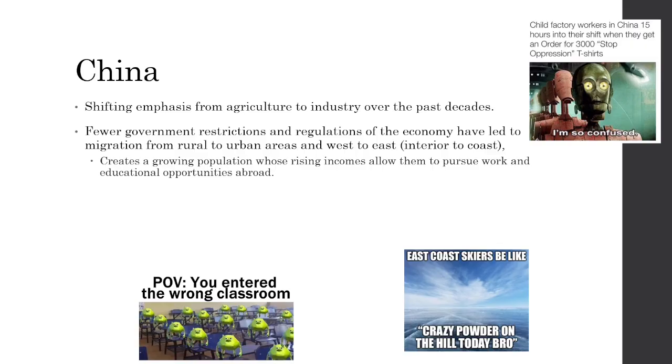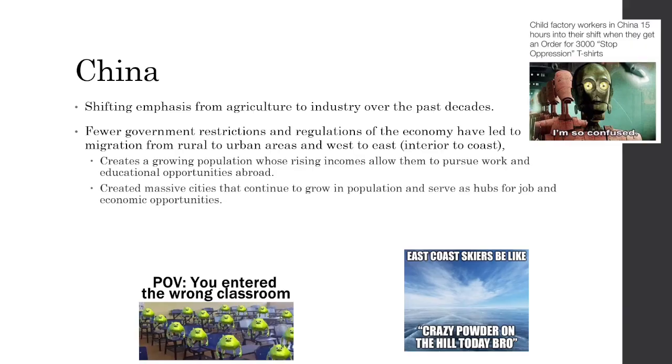So this increased employment, and steady employment too, because in industry you're just producing goods 24/7. In agriculture, the seasons can vary. There can be different crop yield, which can result in different profits. There's a lot more factors and confounding variables in agriculture than manufacturing. And it's also created massive cities through these industries that contribute to a growing population within the cities that serve as hubs for job and economic opportunities.